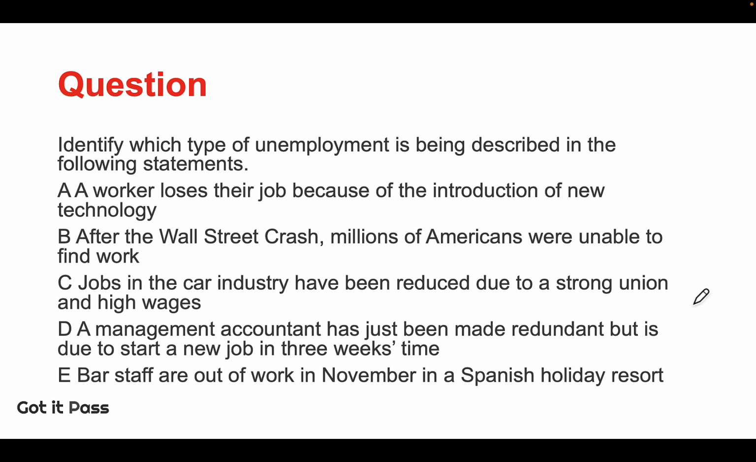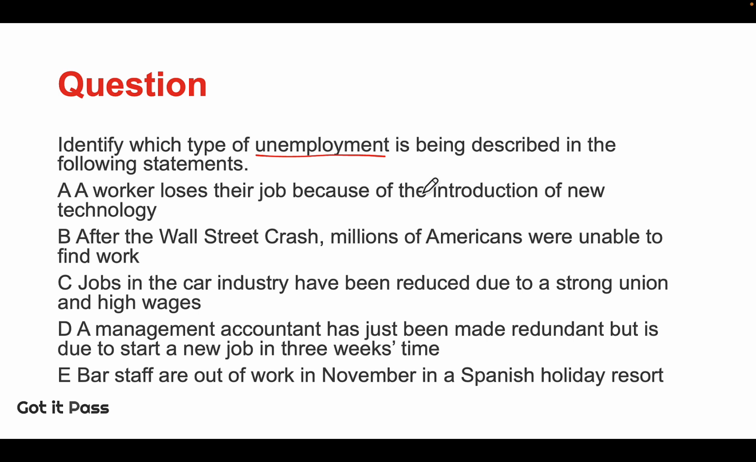And question time, the in-class question. In this class, I would like to discuss with you 3 questions. So it can help you to think about how to answer the exam style questions from this practice. First question, there are 5 statements which is about unemployment. So your task is to identify which of them is classified under which kind of unemployment.